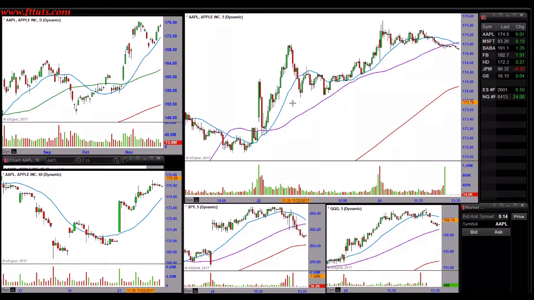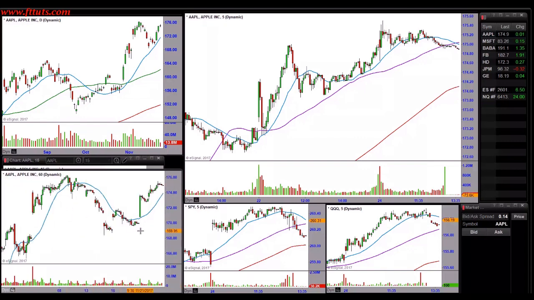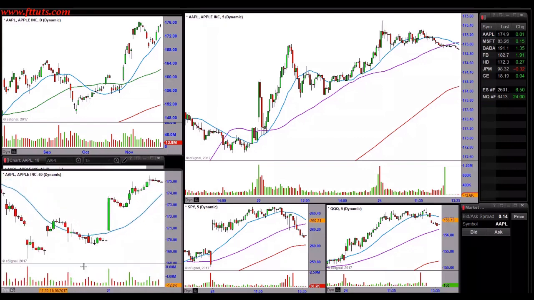I want to show you on Apple here, and this is the most recent day. But what happened on this pullback on the prior day was the bottom of this hourly bar right here. You can see how this lines up. You can see the orange markers there on the 5-minute chart. So what I want to show you here is the wide range bar up and this little pullback. It's the bottoming action here on the 60-minute.